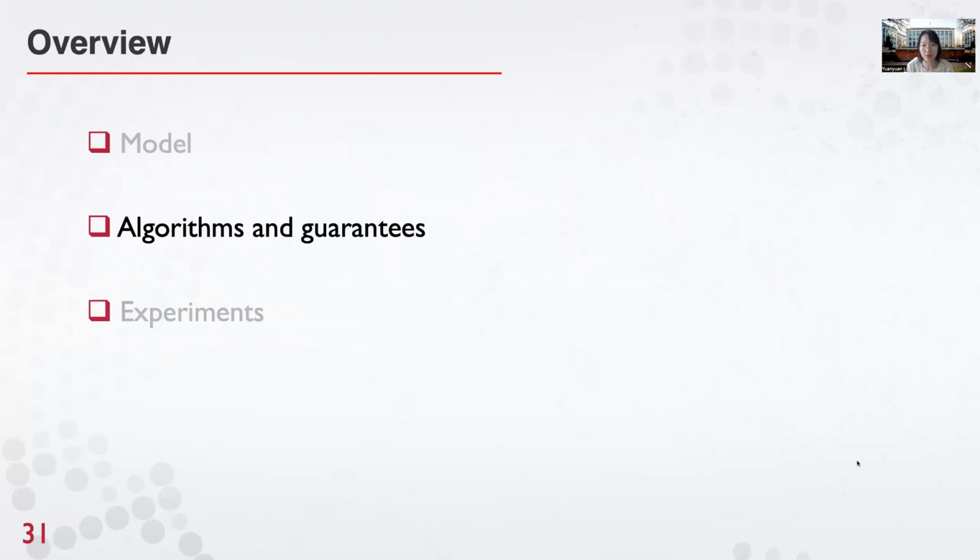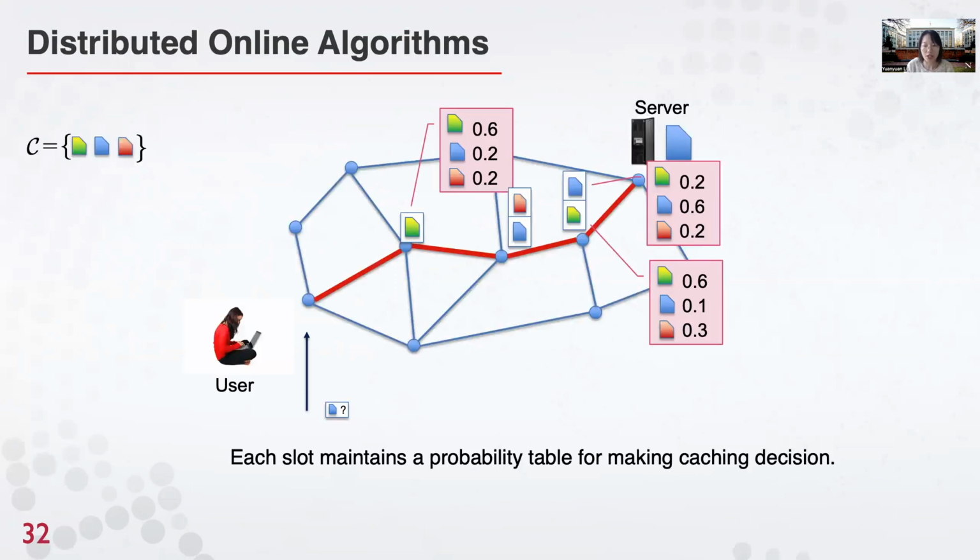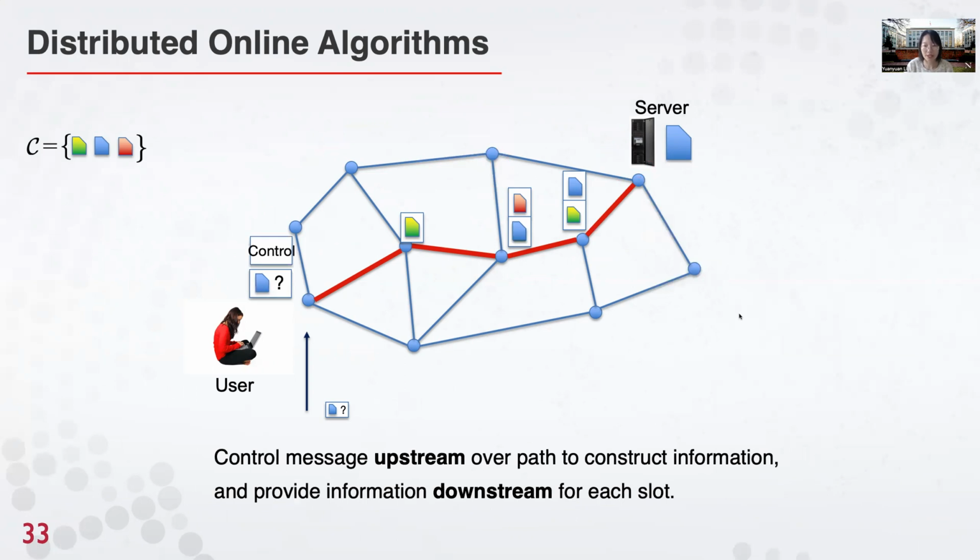Then we propose a distributed online algorithm to obtain such sublinear regret. Basically, each slot maintains a probability table. They make their decisions according to it. When a request is generated, it's propagated over the path until a hit occurs. A response is then back propagated over the path, carrying the item and incurring routing costs. At the same time, an additional control message is generated and propagated upstream over the entire path. Moving upstream, it collects information from the slots it traverses.